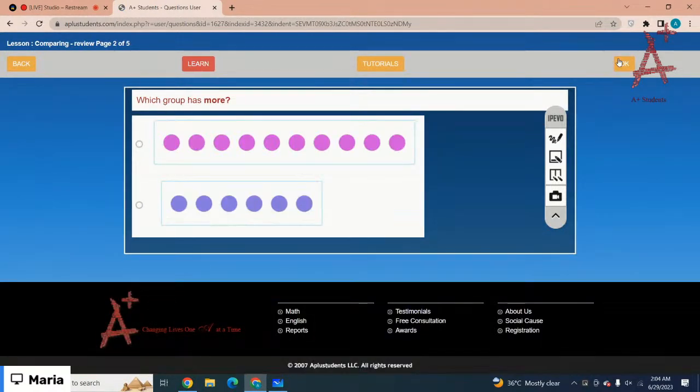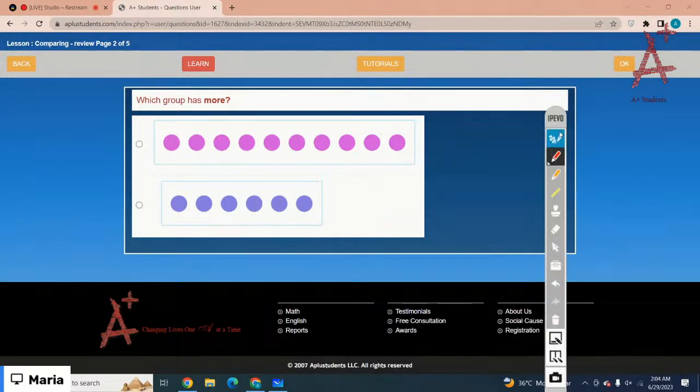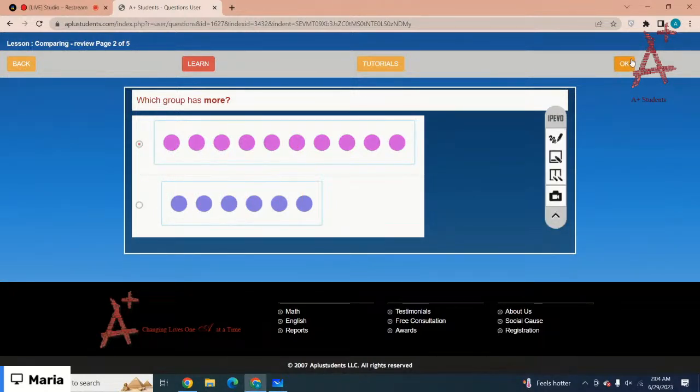Now you have to see which group has more. Let's match them and see which one has more. You can see the purple one is still left. That means the purple one still has more dots. So the purple group has more. The correct option is option 1. Very good.